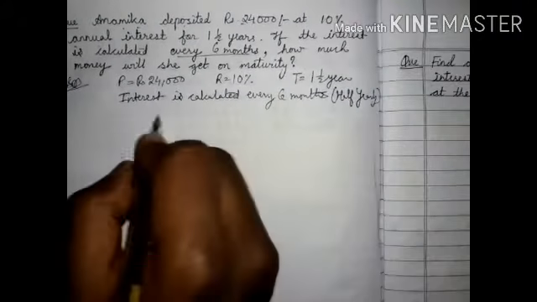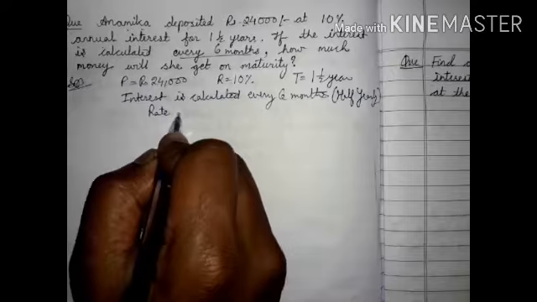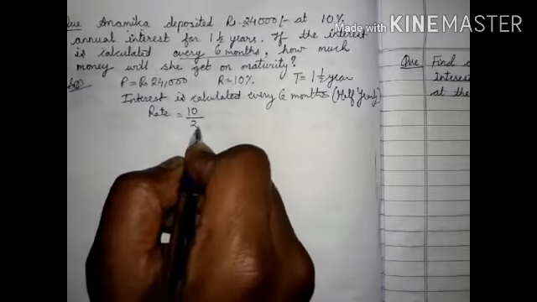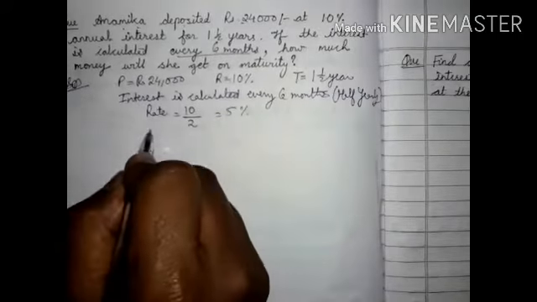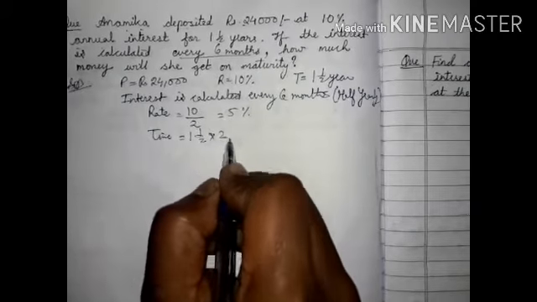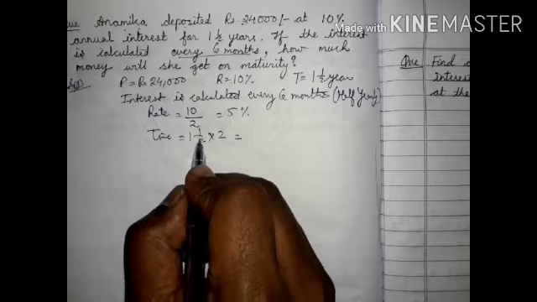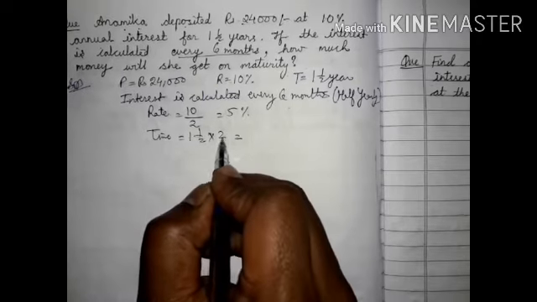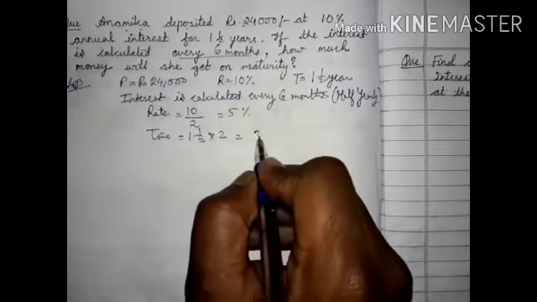So for half yearly, the rate 10% will be divided by 2. How many percent will come? 5%. And time 1.5 years multiplied by 2. So 1.5 years multiplied by 2, double of 1.5 years, is 3 years.